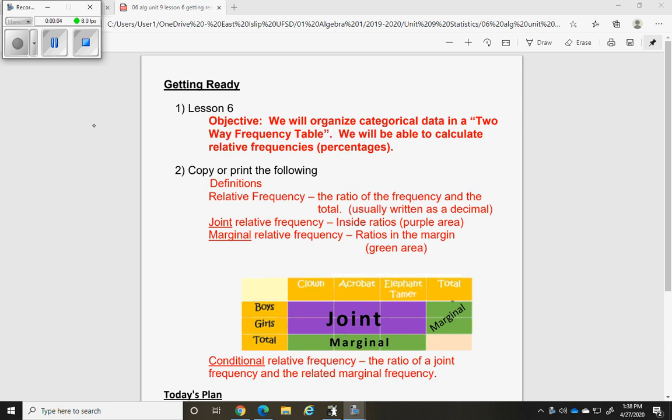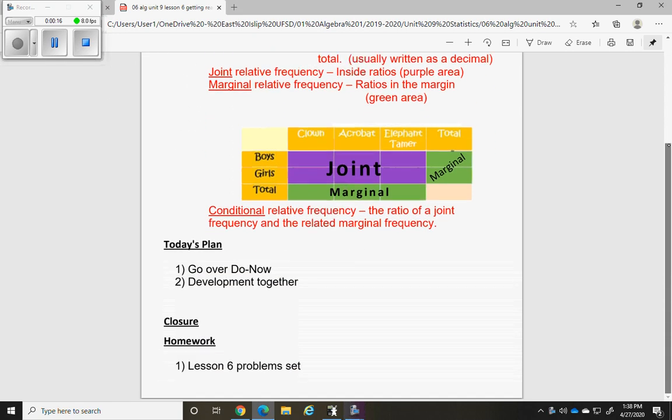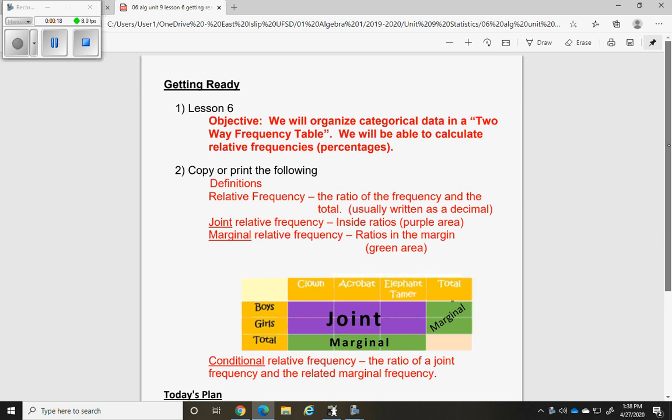So we're on lesson 6. I'm going to provide you with this sheet so that you don't have to copy down these notes. You could just print it. If you need to copy it though because you don't have a printer, then they'll still be provided for you on your Google Classroom. So we will be organizing data, or we're actually going to learn how to read data that is organized in a two-way frequency table.